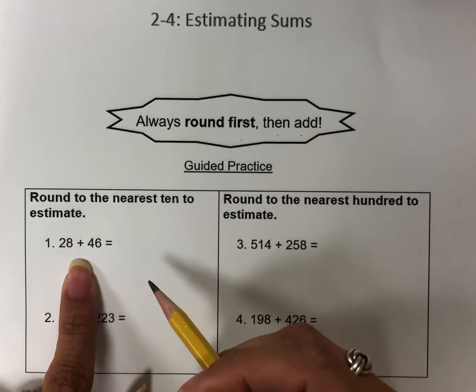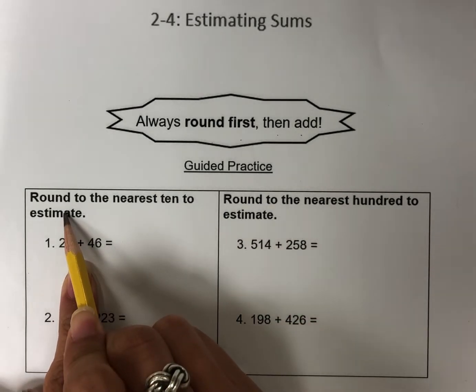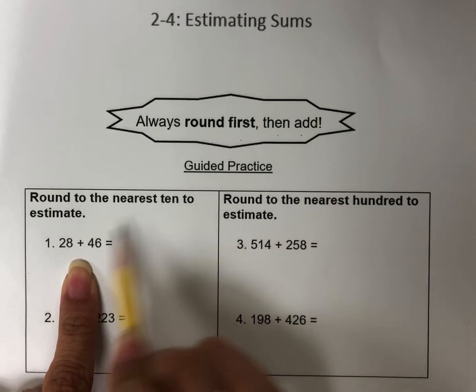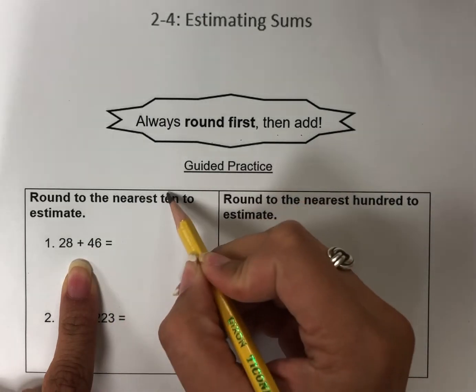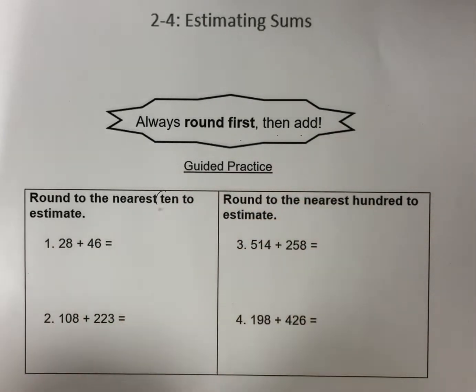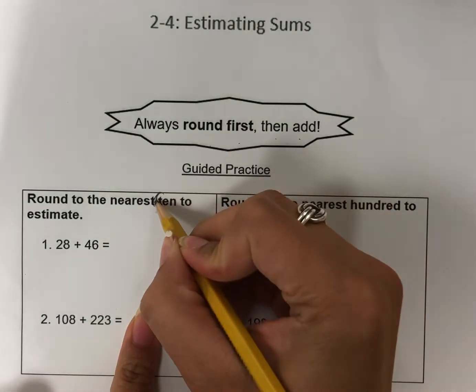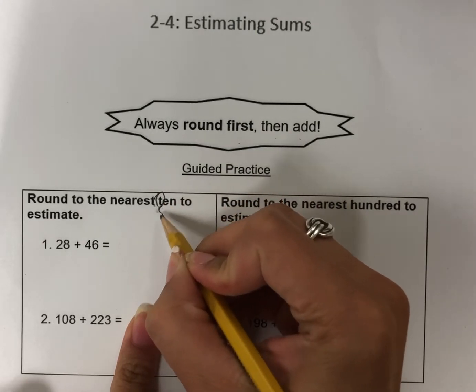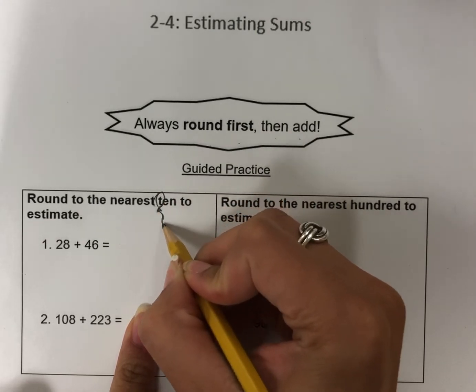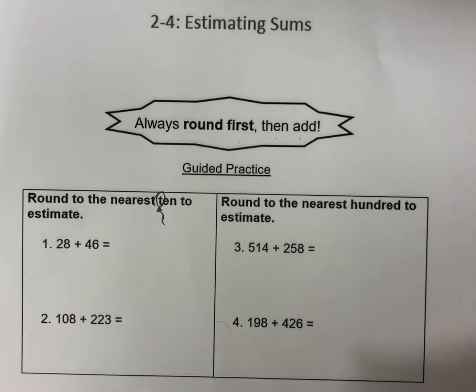So let's take a look at these two problems on this side. Round to the nearest 10 to estimate. And we're rounding to the nearest 10. We don't have a number line here, so we're going to use the balloon method. To remind myself, I need to put a balloon around the digit that is in the tens place. So the digit in the tens place will go inside the balloon.